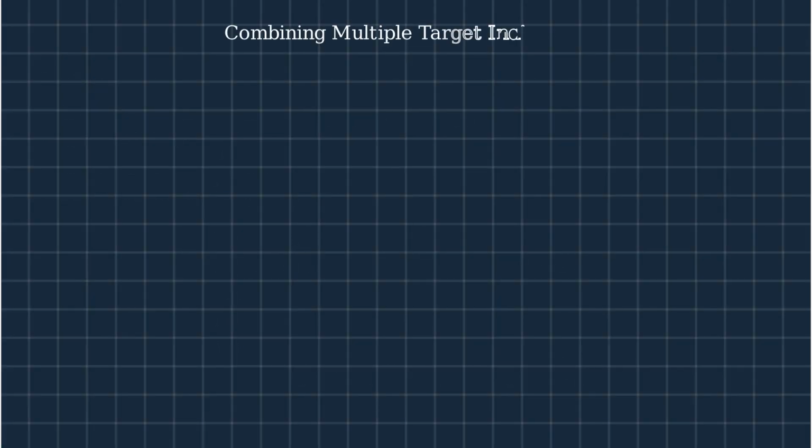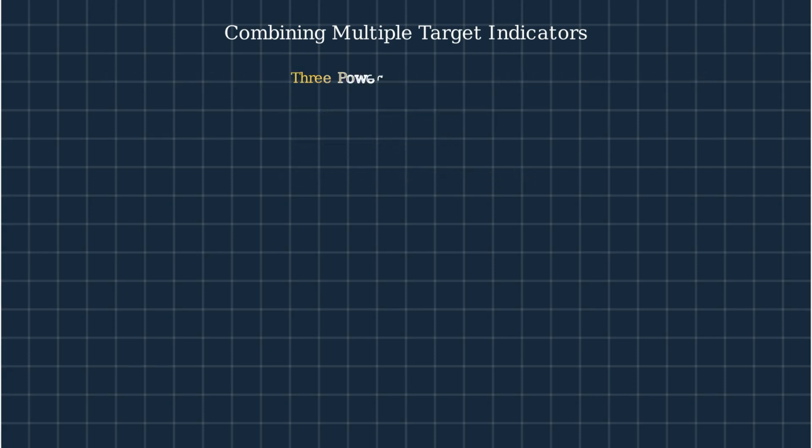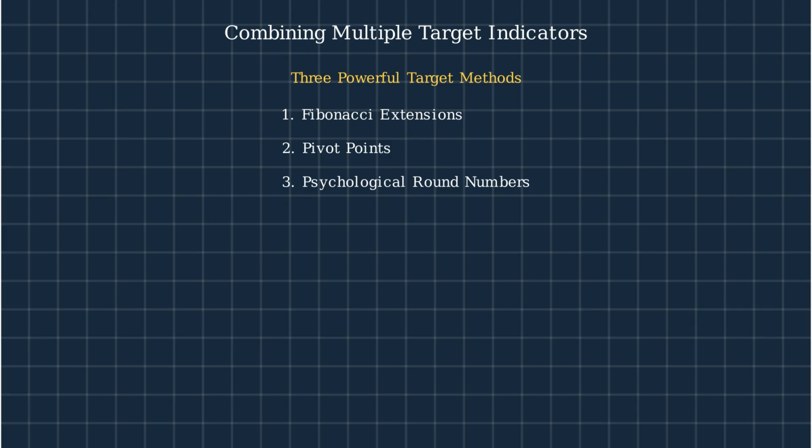Professional traders rarely rely on a single price target method. Instead, they combine multiple indicators to identify high-probability target zones. Confluence occurs when multiple independent technical indicators point to the same price level. This increases accuracy, reduces false signals, and strengthens trading conviction. Let's examine 3 powerful price target methods that work well together: Fibonacci extensions, pivot points, and psychological round numbers.